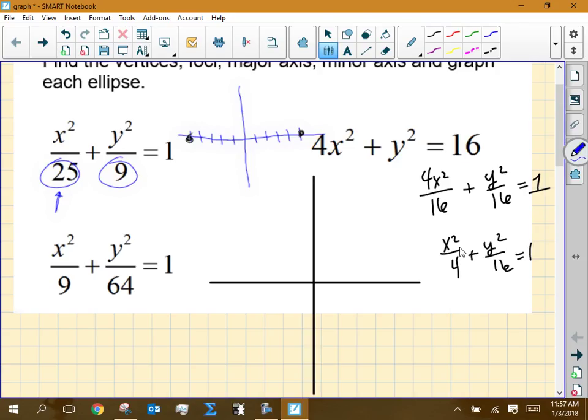Now, with the x, I have this 4, so I take the square root of 4, it gives me 2. So in the x direction, I'm going to move over 2 units. And there's going to be my endpoints.